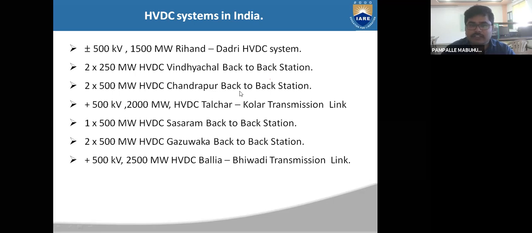At the Chandrapur back-to-back station also, you have only one substation at which inversion as well as conversion takes place. At Sasaram also you have a back-to-back station. But the Rihand and Dadri HVDC transmission line is not a back-to-back system. It may be a bipolar transmission line system, since plus or minus is represented here.